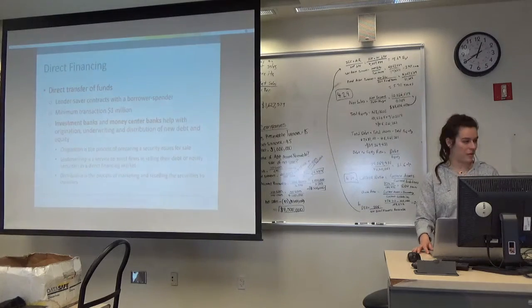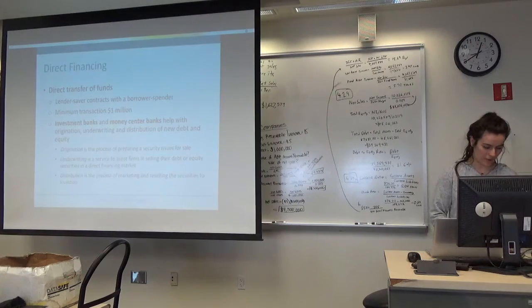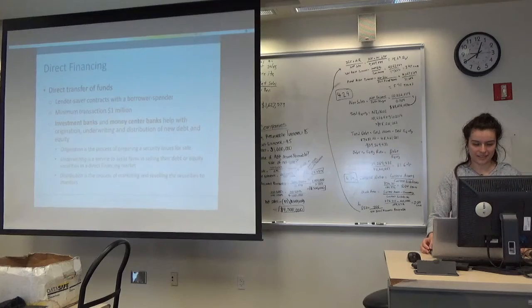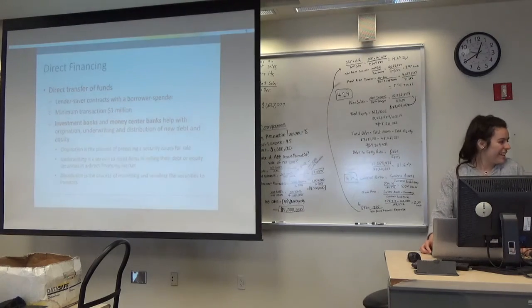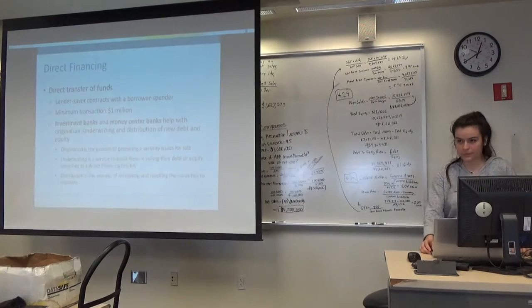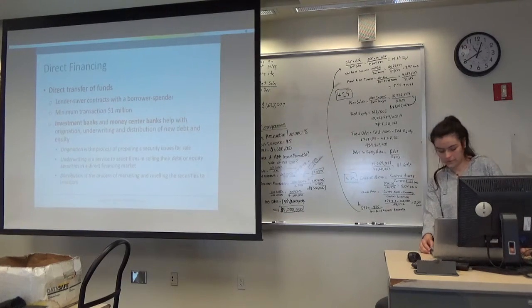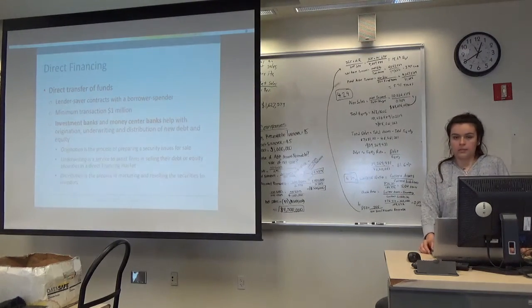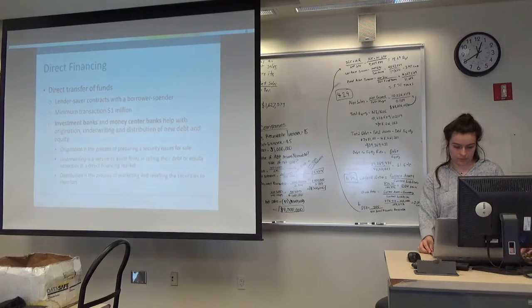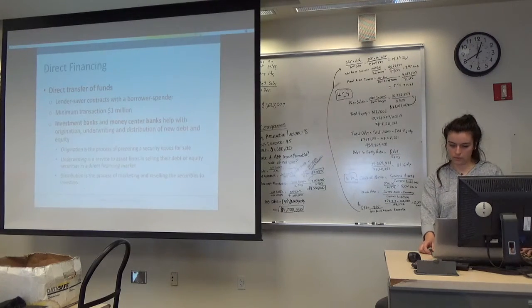In terms of direct financing, it's usually big bucks and big spenders because the minimum transaction is $1 million. So these are mainly contract based. And then it's mostly investment banks and money center banks that usually have all the money because they're dealing with financial contracts and distributing new debt and equity to the people that are using them.